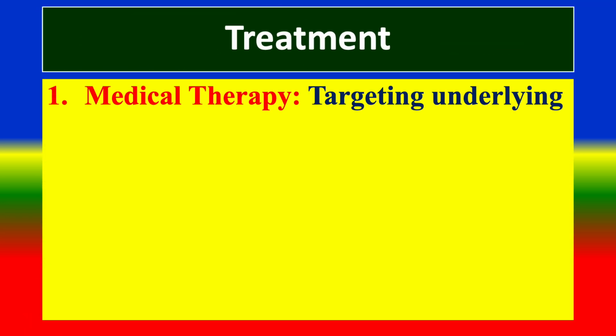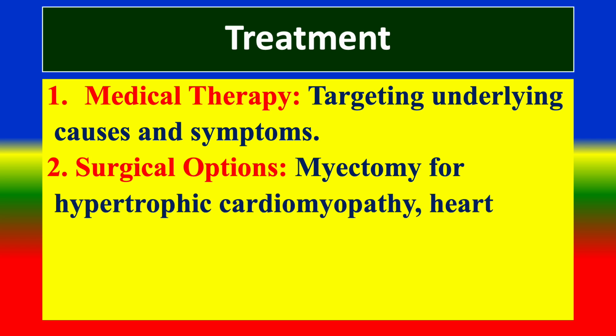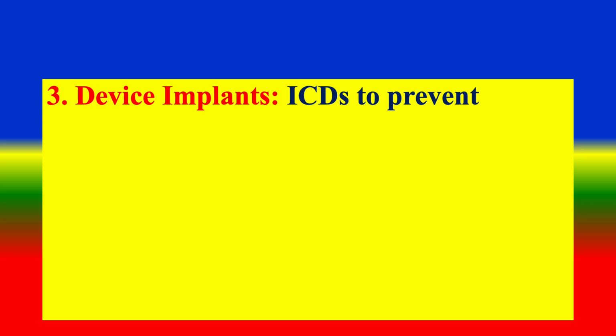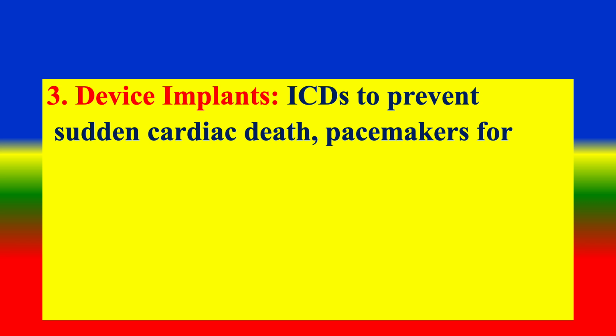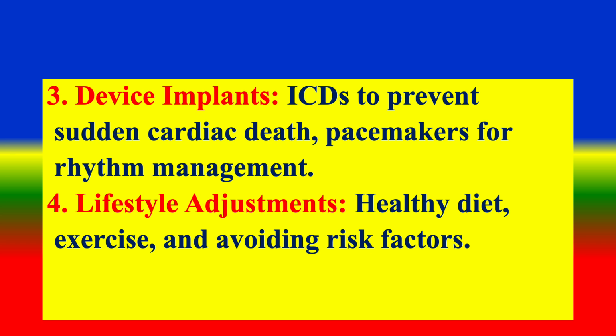Treatment. 1. Medical therapy, targeting underlying causes and symptoms. 2. Surgical options, myectomy for hypertrophic cardiomyopathy, heart transplant in severe cases. 3. Device implants, ICDs to prevent sudden cardiac death, pacemakers for rhythm management. 4. Lifestyle adjustments, healthy diet, exercise, and avoiding risk factors.